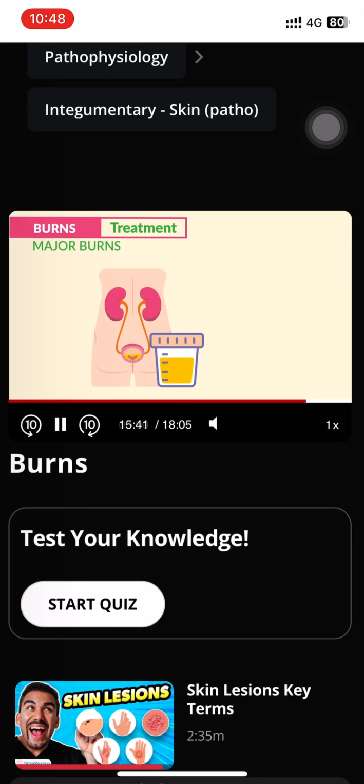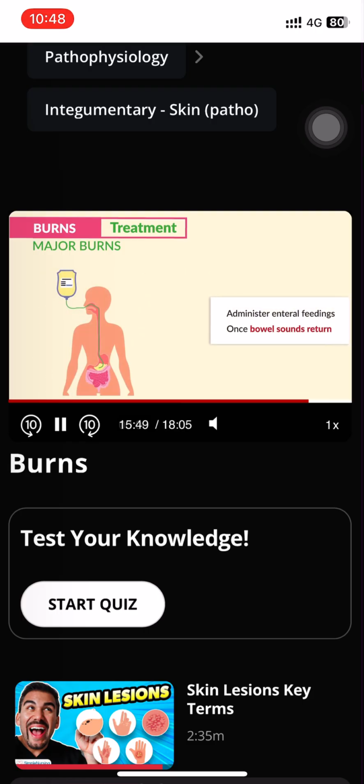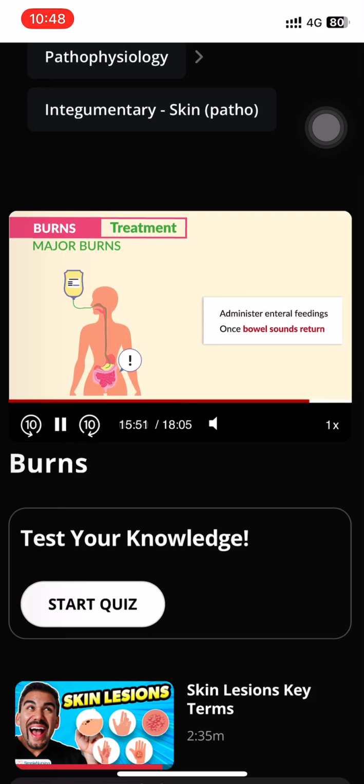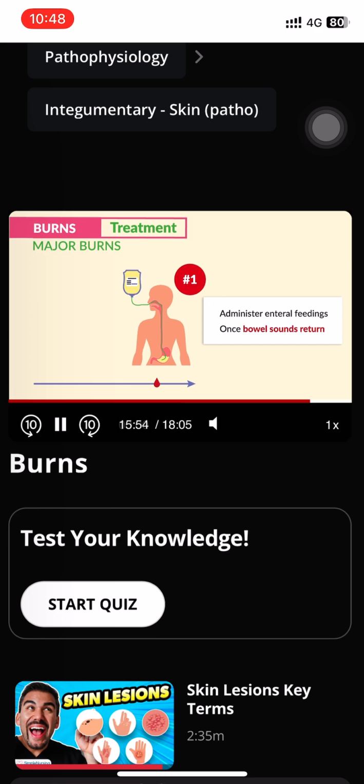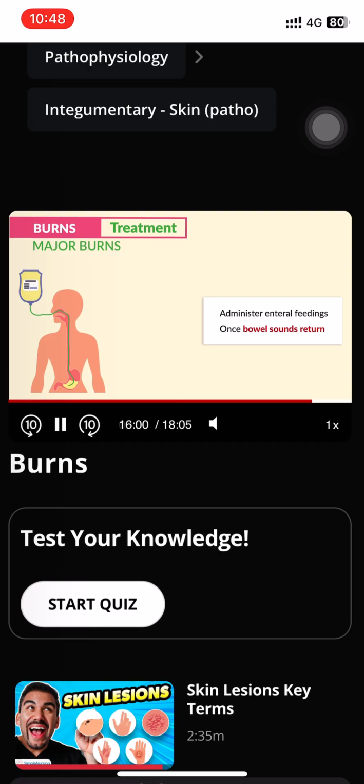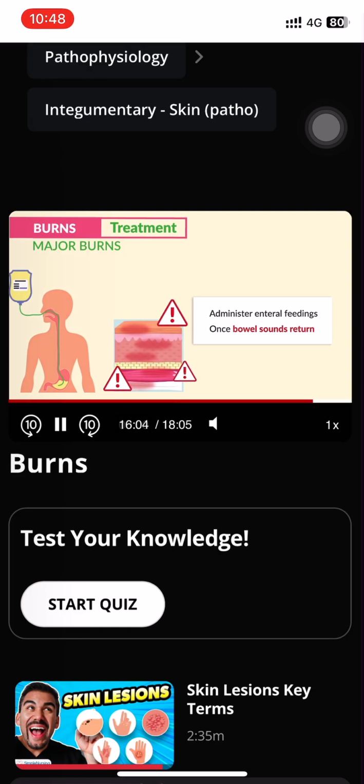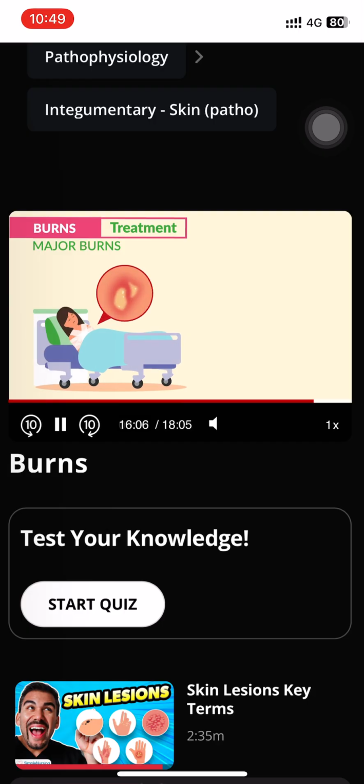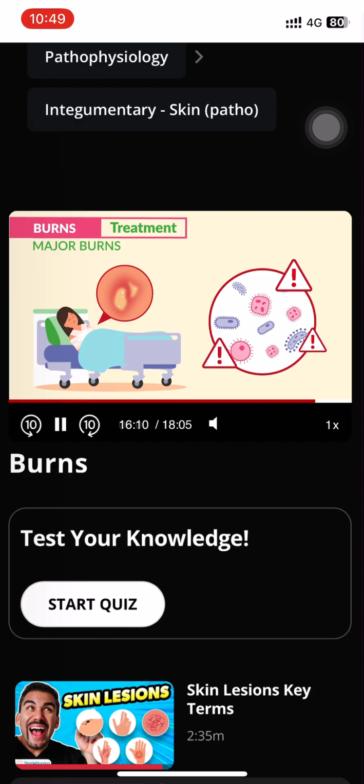Now, once the client shows adequate urine output and urinating or diuresing over 30 mLs per hour, then we can administer enteral feedings once bowel sounds return. Nutrition is always a priority, but only after fluid resuscitation. This helps the client meet caloric intake required to rebuild damaged tissues from a burn. Now, as the body heals with open wounds from major burns, infection is a huge deadly risk here.